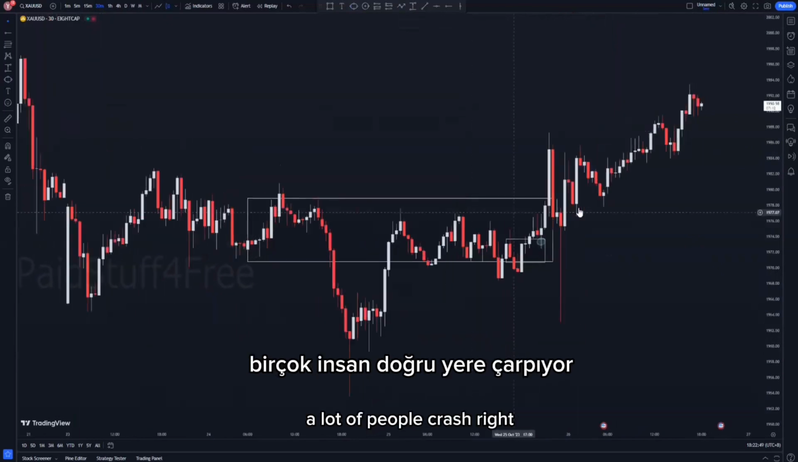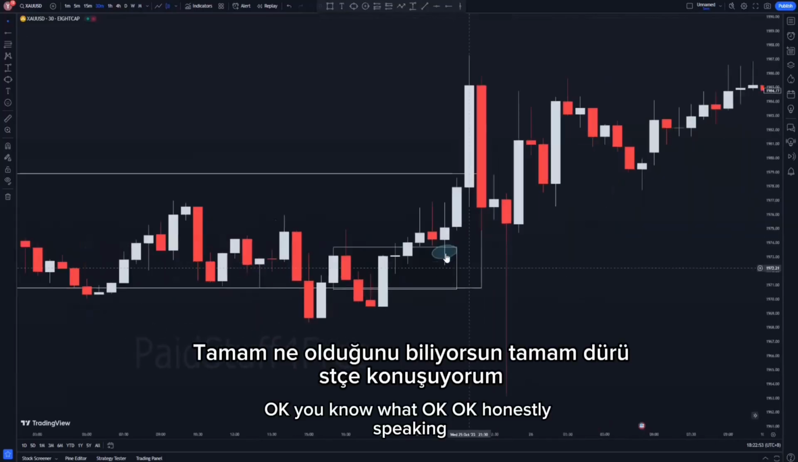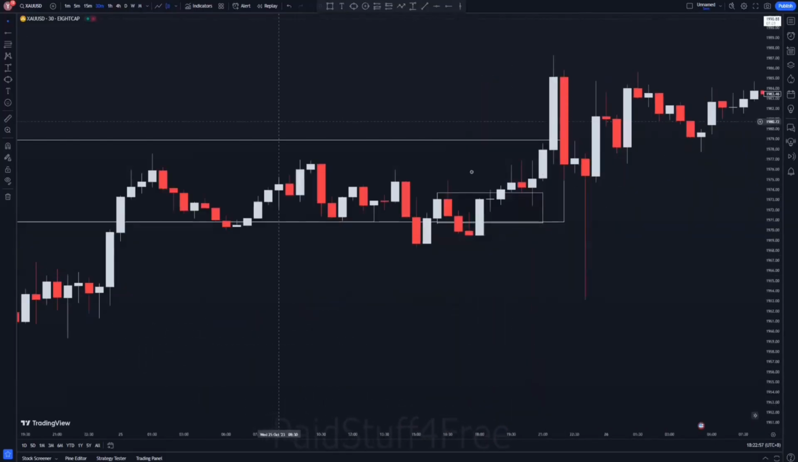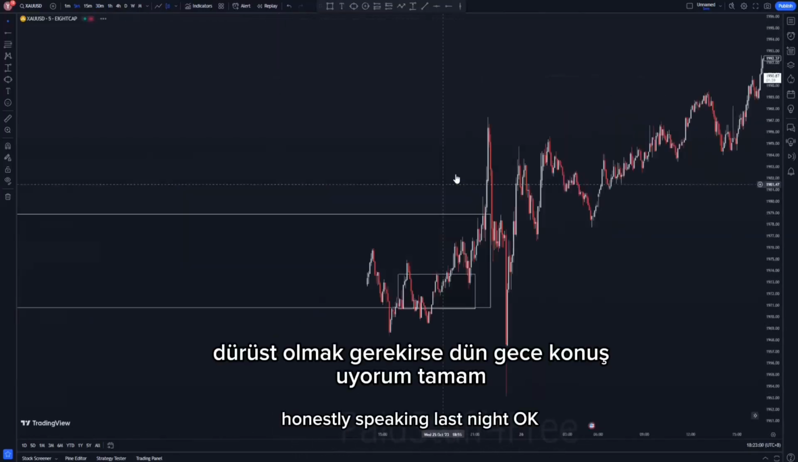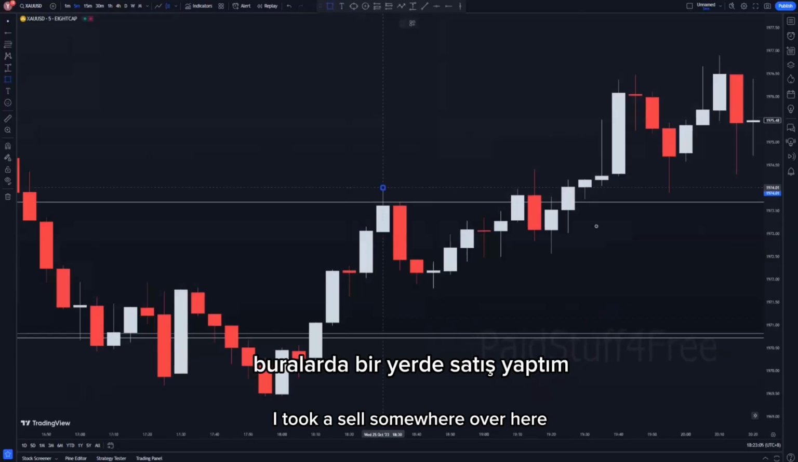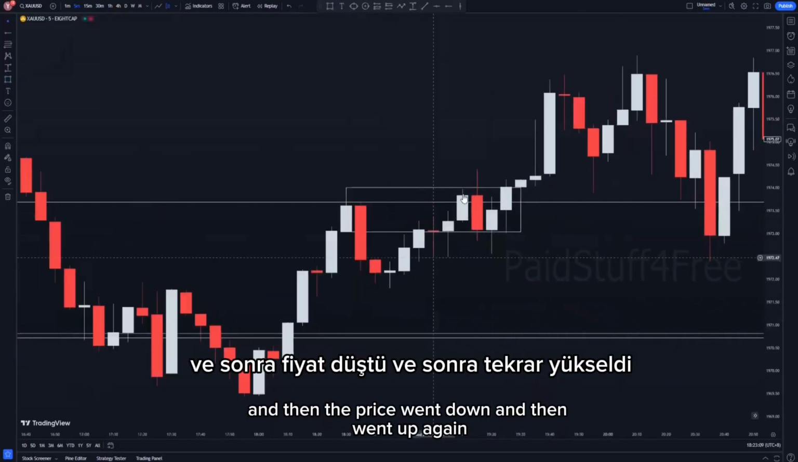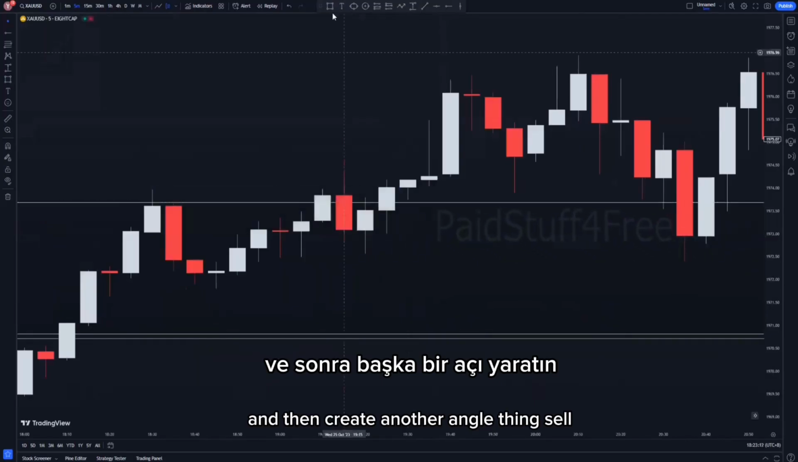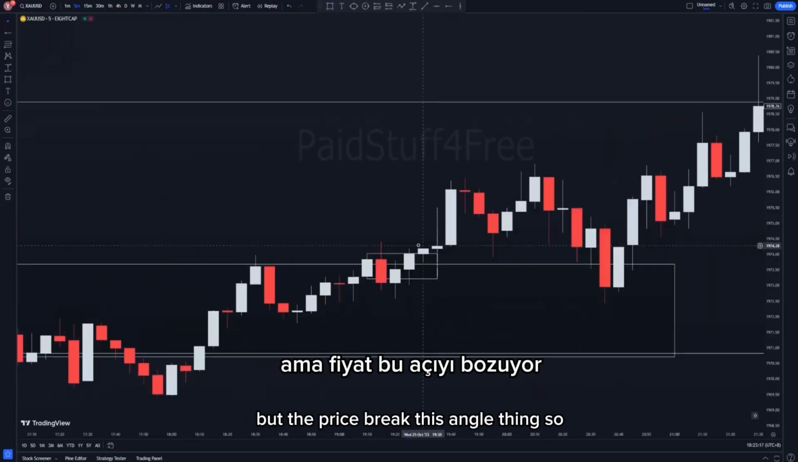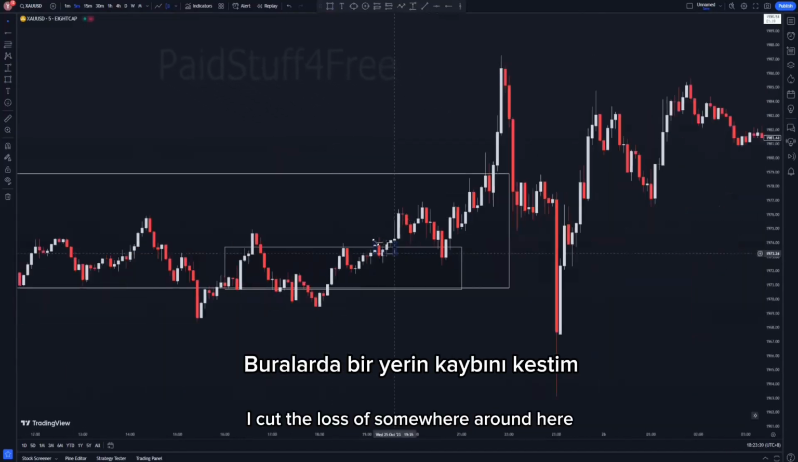A lot of people crashed over here. Honestly speaking, last night I took a sell somewhere over here, but I still monitored. The price went down, then went up again and created another engulfing sell. I was monitoring this one, but the price broke this engulfing sell. So I didn't crash, but I cut the loss somewhere around here.